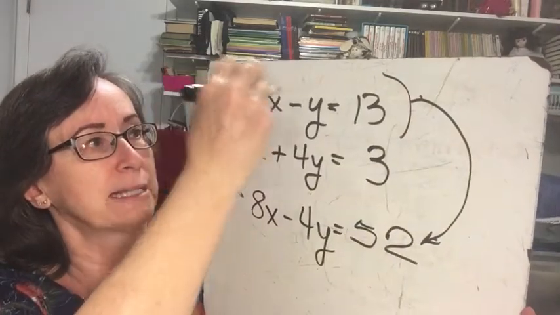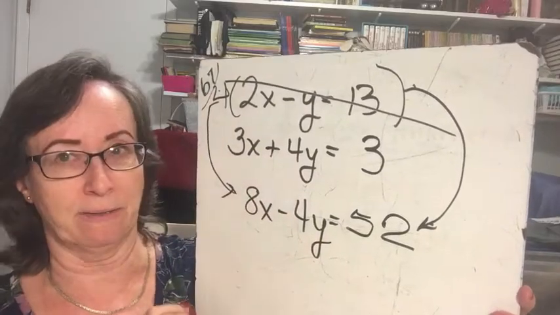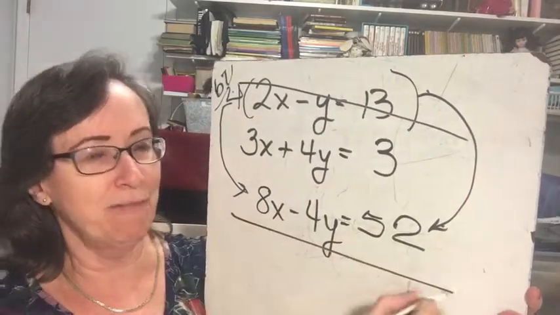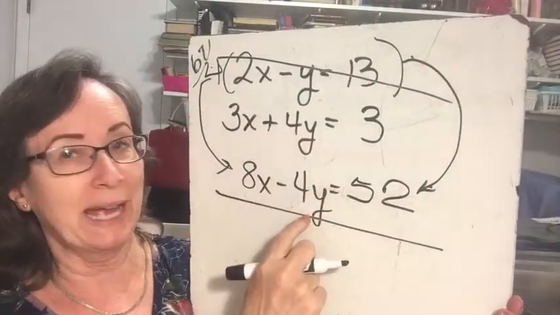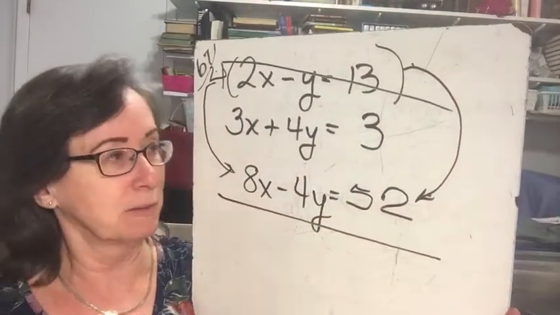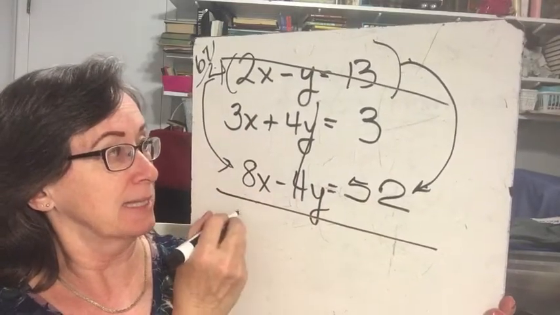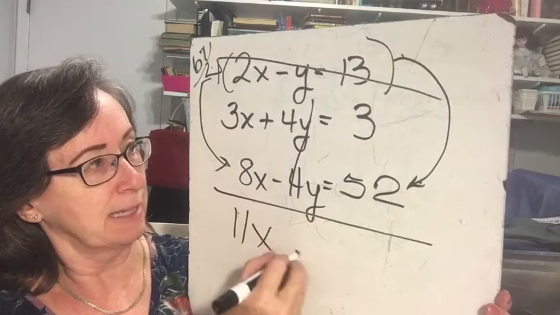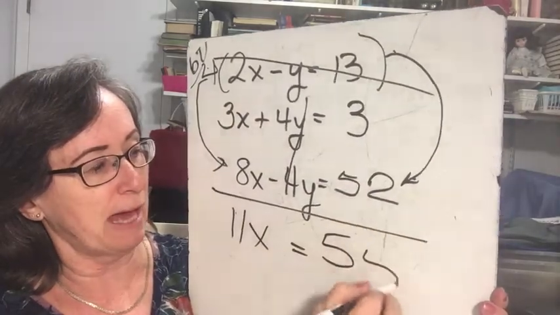Okay, I'm going to cross it out just temporarily. We're going to play with these two. Now, if I add them together, will one of them eliminate? So 4y and negative 4y, poof, those go out. 3x plus 8x is 11x equals 3 plus 52 is 55.